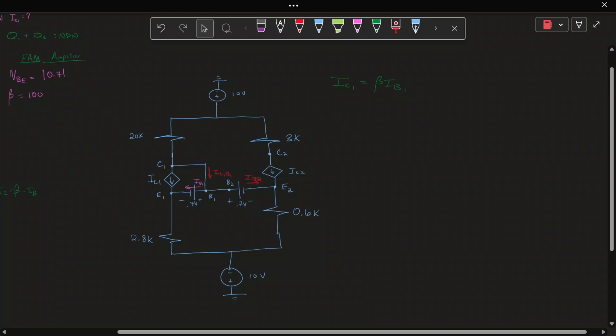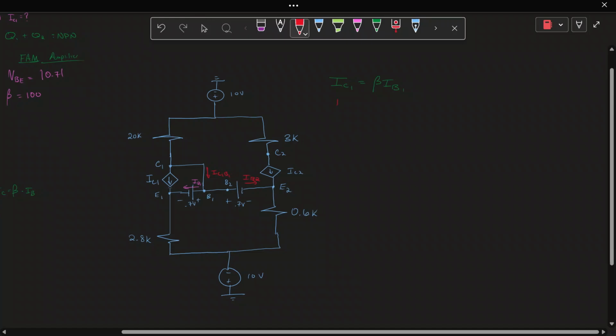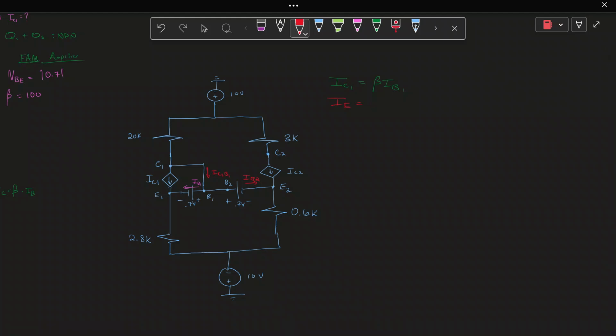Okay, so knowing this, what else do we know? Well, we know IE is equal to, sorry, beta plus 1 IB1. Well, where's IE? Sorry, not IB1. IB. IE is the current.